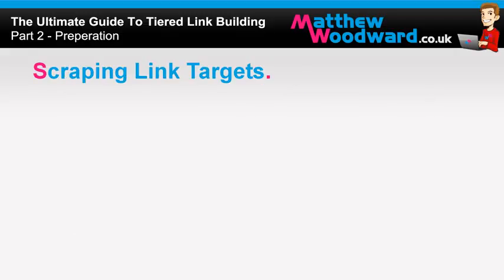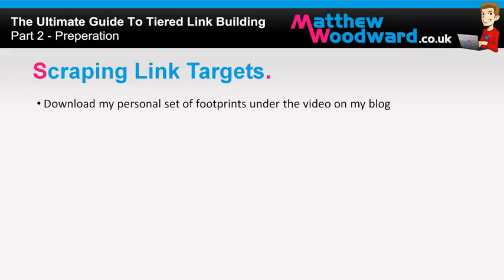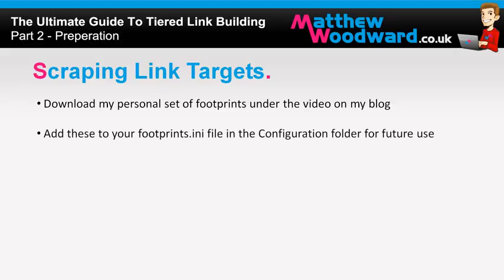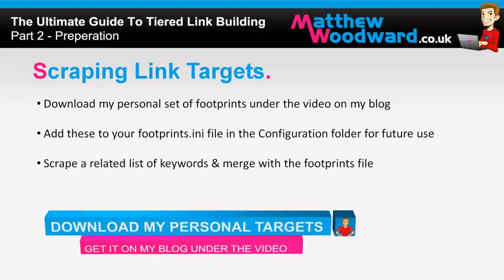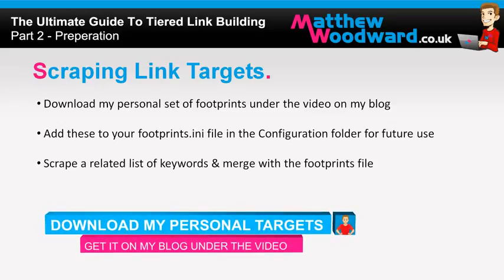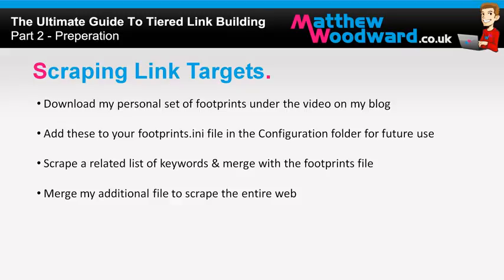Scraping link targets is easy when someone else has done all of the hard work for you. You can download my personal set of footprints for all of the platforms I've just mentioned underneath the video in my blog. You can copy and paste these into the footprints.ini file available in the Scrapebox configuration folder, so it will be available in the footprints list drop-down. You will want to merge your list of related keywords with the footprints to try and find as many relevant targets as possible. You can scrape even more targets by merging in my list of common words and domain extensions, which you can download under the video.